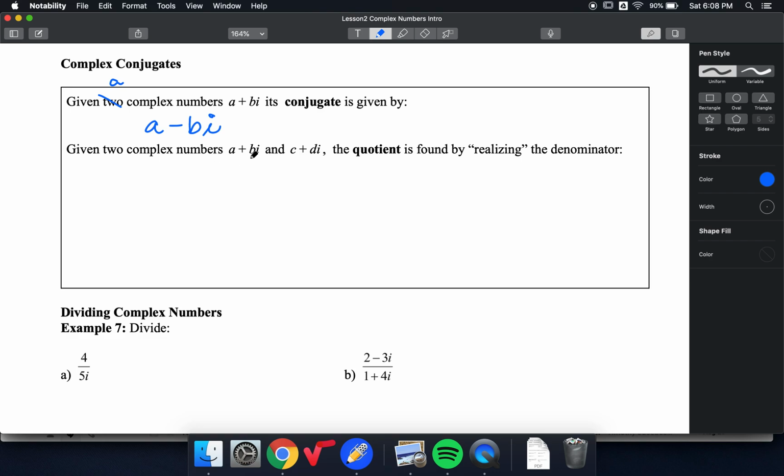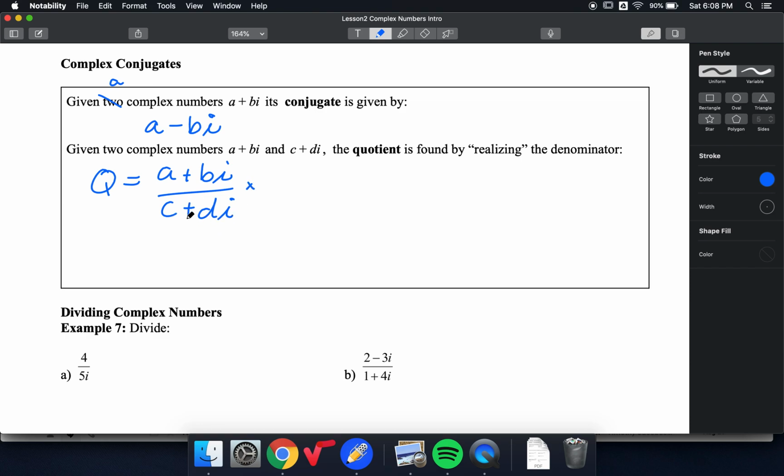If I have two complex numbers, a plus bi and c plus di, I find the quotient. One way to find the quotient is, of course, just to write it as a quotient. But the thing is, mathematicians don't like imaginary numbers in the denominator. So just like you learned to rationalize a denominator, we can also realize a denominator. If I multiply by the conjugate, well, there's this special property.